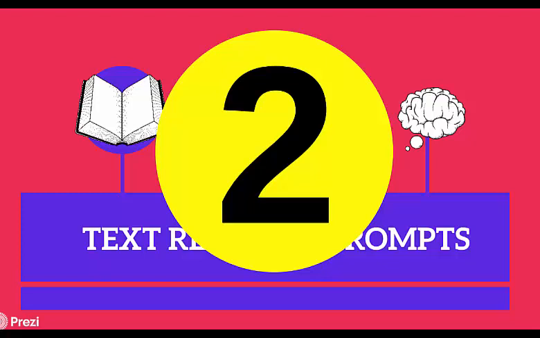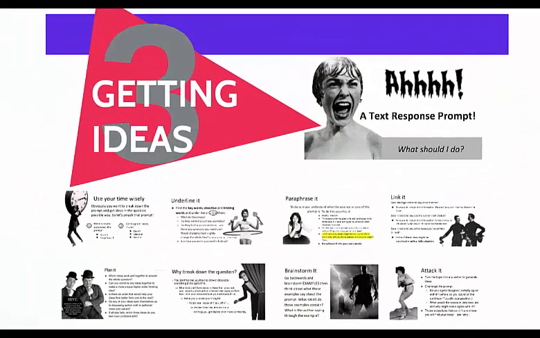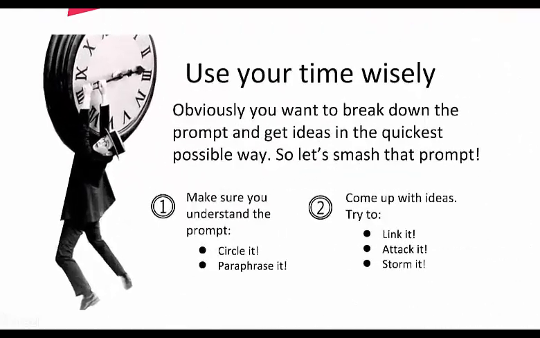Of text response prompts, we've already looked at the different types of questions and the different parts that make up an essay question. Now we're going to talk about how to get ideas to help you respond to the essay question. It can be quite intimidating when you're receiving an essay question blind. You haven't seen it beforehand before getting into the assessment task, and so often we go blank. Hopefully these are some strategies you can use to help you get started.